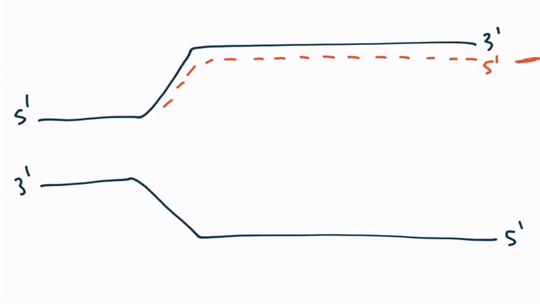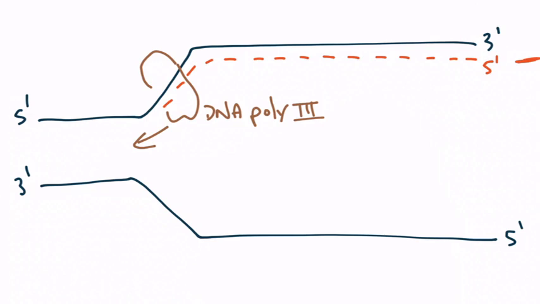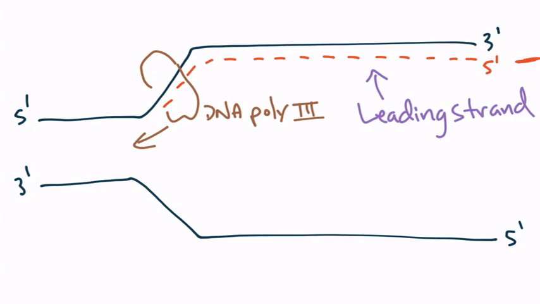So again, this is really important for you to understand. DNA polymerase III, which I'll draw right here, can synthesize DNA continuously on the top strand because it's being synthesized towards the replication fork. The name for the strand being synthesized in this direction is called the leading strand. However, because DNA polymerase can only synthesize DNA in the 5' to 3' direction, the bottom strand must be synthesized discontinuously away from the replication fork.